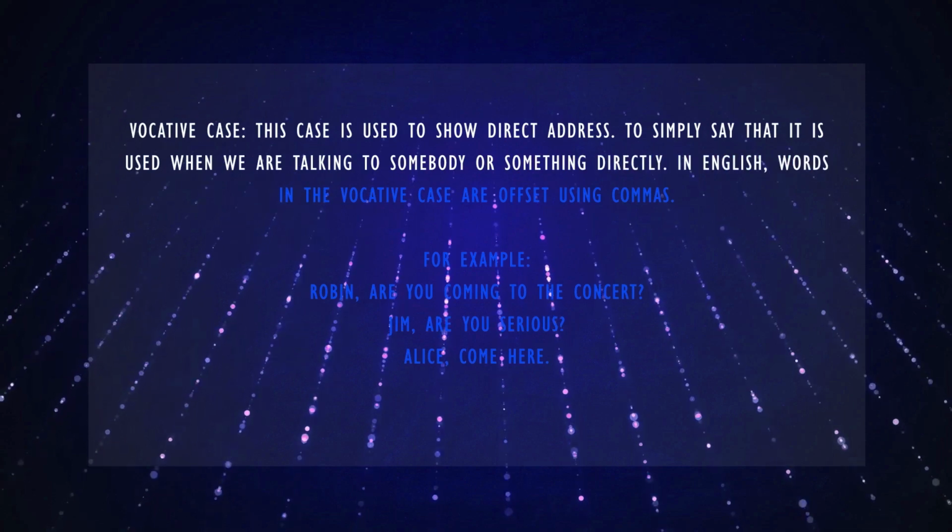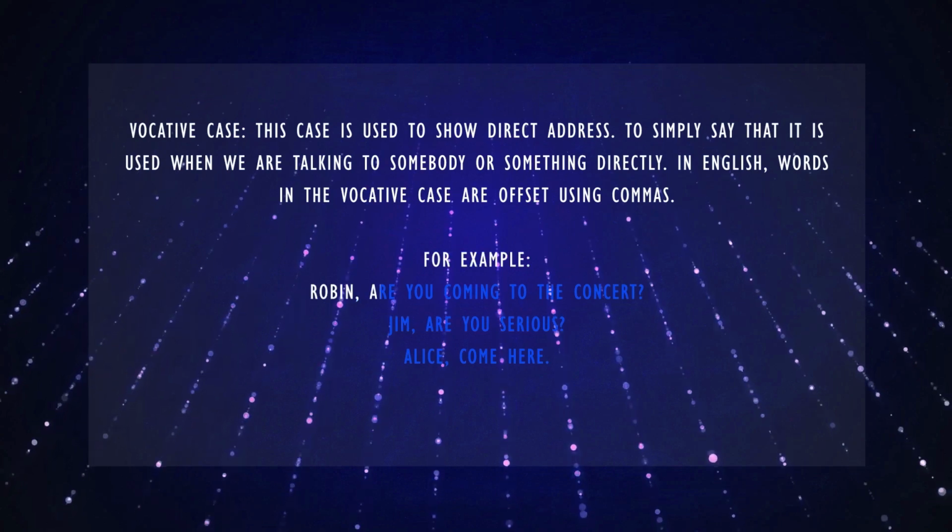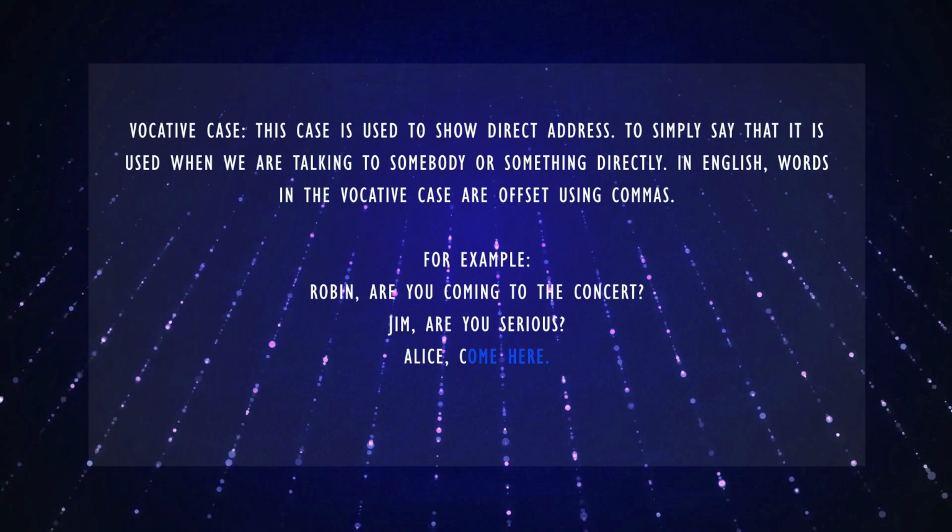In English, words in the vocative case are offset using commas. For example, Robin, are you coming to the concert? Jem, are you serious? Alice, come here.